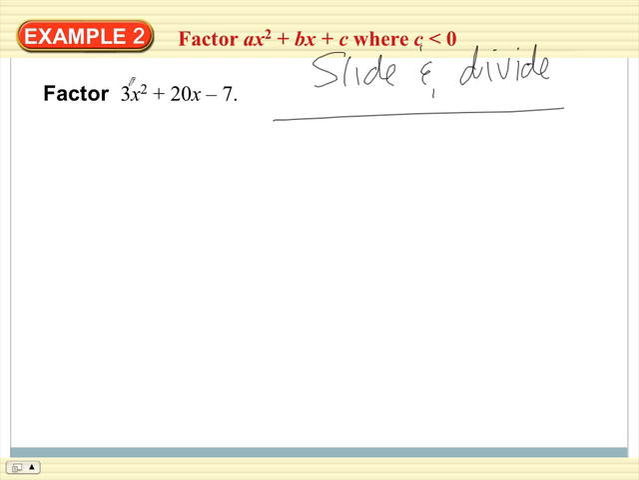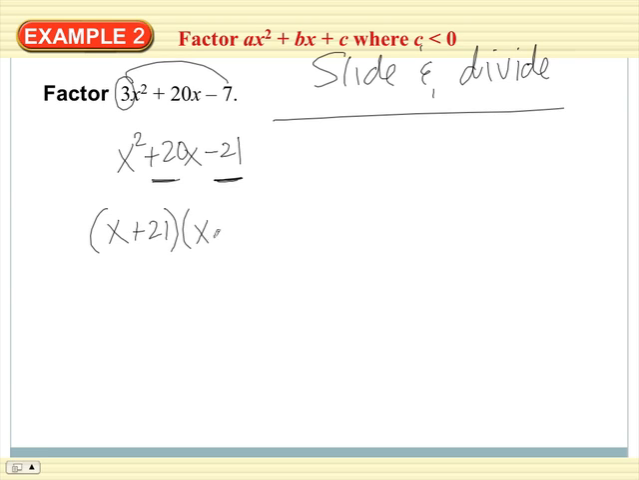So, here's what you do. Step number 1, if you're taking steps. You slide the A down to the C. Okay? Rewrite it. X squared plus 20x, since I slid it down, and multiply it, that becomes minus 21. That's step 1. Slide A down. Step 2, factor like normal. Factors of negative 21 that add up to 20, which are x plus 21, x minus 1.